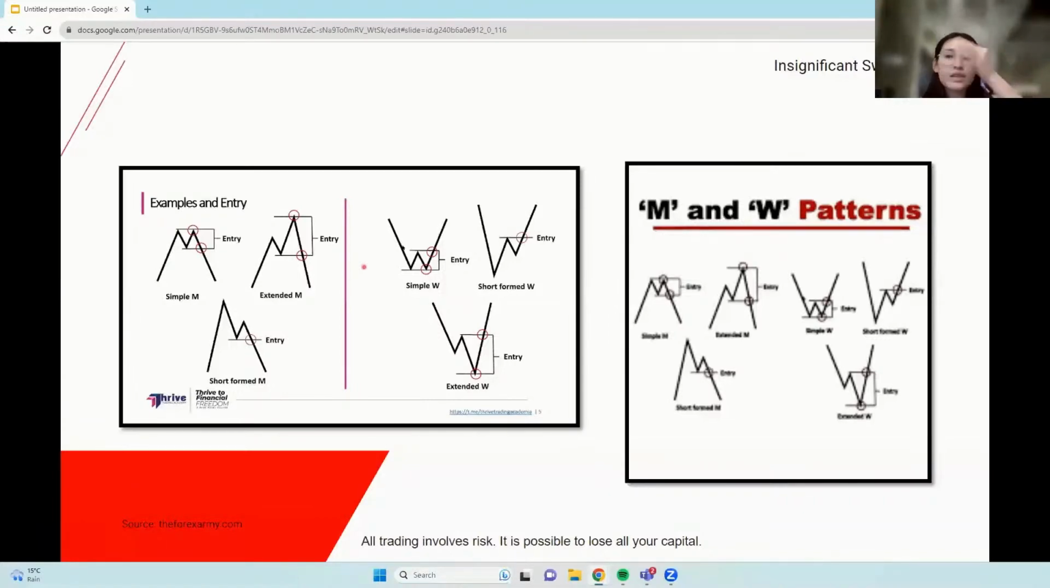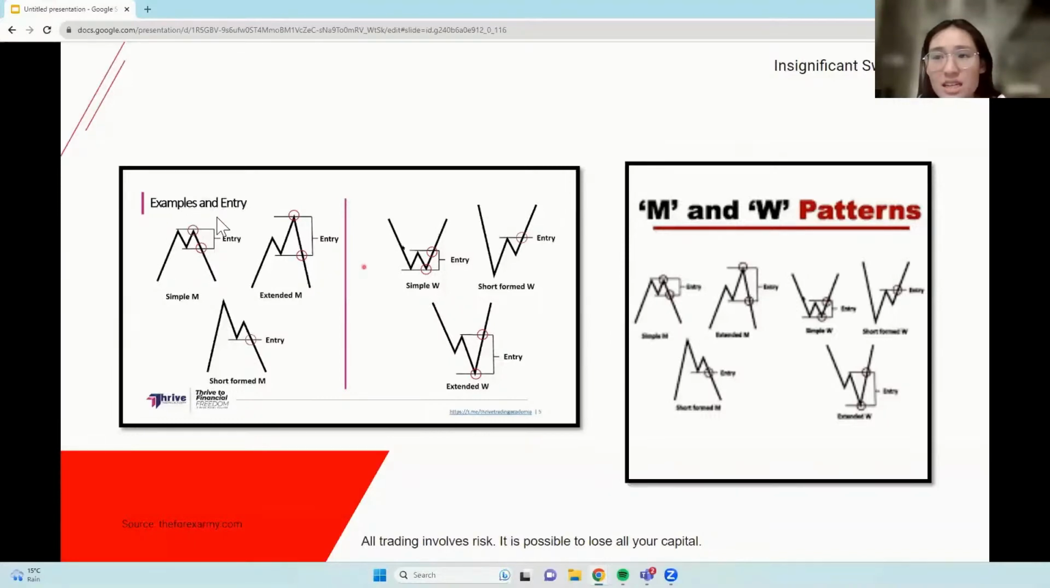So here are examples of entry. We have the simple M shape and the W shape. The M and W patterns over here are a bit blurry, but it's basically the same thing, so you can ignore that. For the simple M, let's take a look at this. The entry point is between these two heads of the M here, and the bottom, basically the corners of the shape M. So this is a simple M.